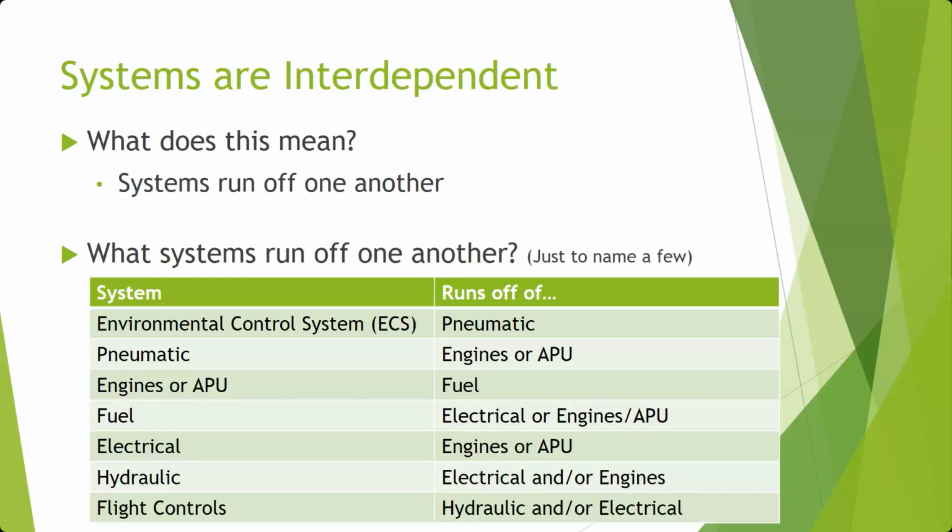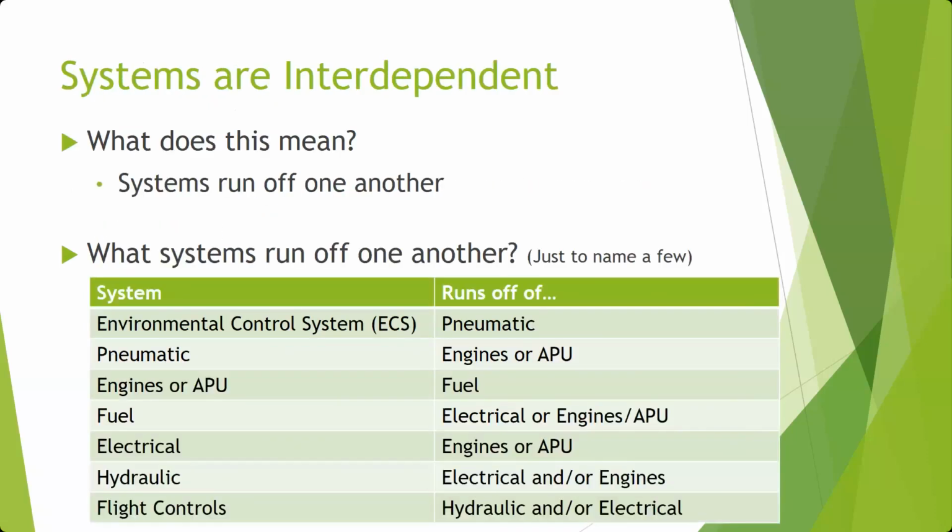Electrical runs off the engines or APU. Hydraulic runs off the electrical and/or the engines. Flight controls run off the hydraulics and/or the electrical, right? And oftentimes on transport aircraft, these will run off multiple sources. It's not uncommon for a hydraulic system to have some pumps that are electric driven and some pumps that are driven directly off the engines. That's that redundancy and safety factor that comes into play.